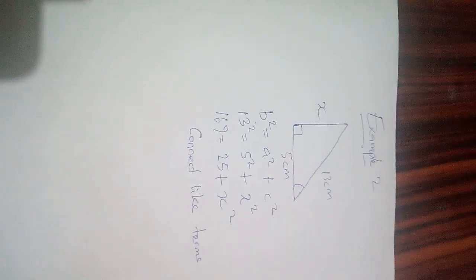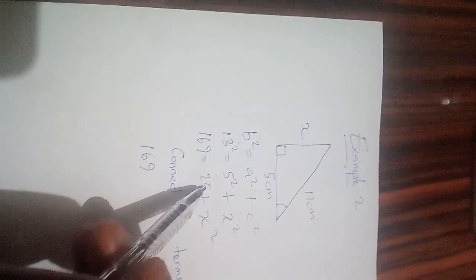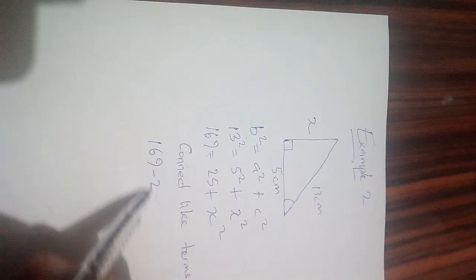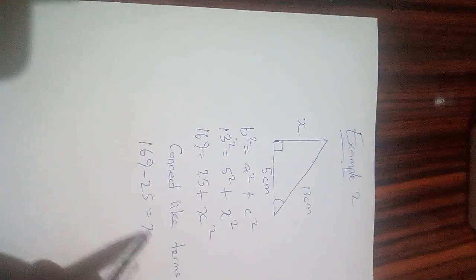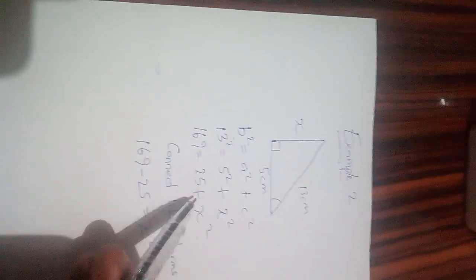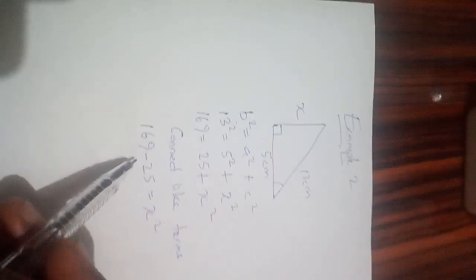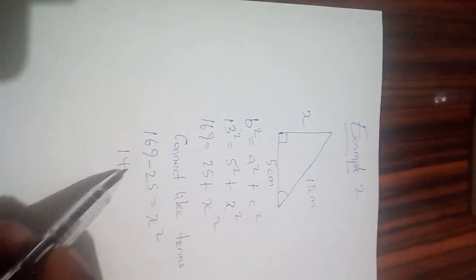We're going to connect like terms. All right, so when we connect like terms, 169, this 25 crosses the equal to sign to become minus 25. So what is left here would be x square, right? Plus x square is the same thing as x square. So 169 minus 25 will give you 144.